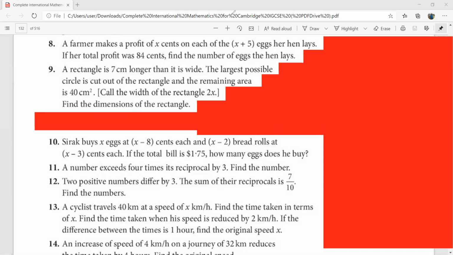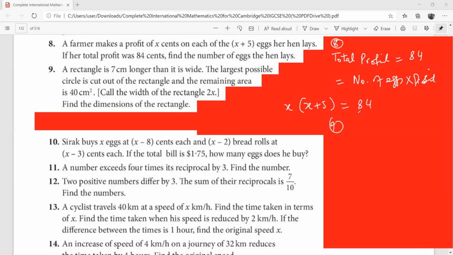A farmer makes a profit of X cents for this total profit. So what is the total profit? Mhm. 84. Shouldn't that be, yeah, that is 84. And then shouldn't that be number of eggs, Hannah, times the profit per egg, Hannah? So we have X plus 5, that is the number of eggs. And then there is X cents on each of the eggs, and that is equal to 84. I think that's quite simple. You can form this equation and solve it, okay? So this was the 8th question. Let's look at the 9th question. That should be our last question for the day.